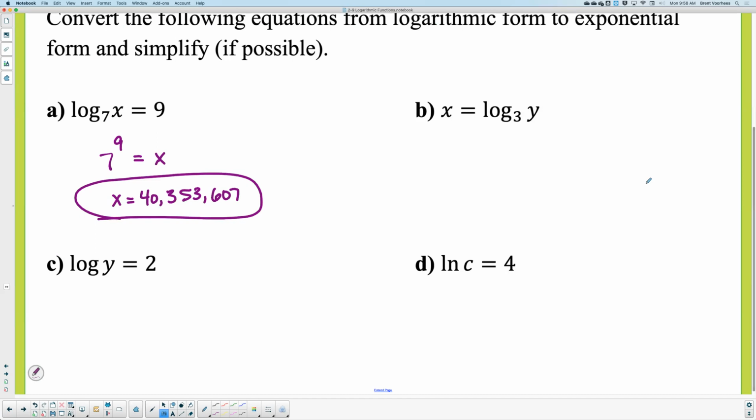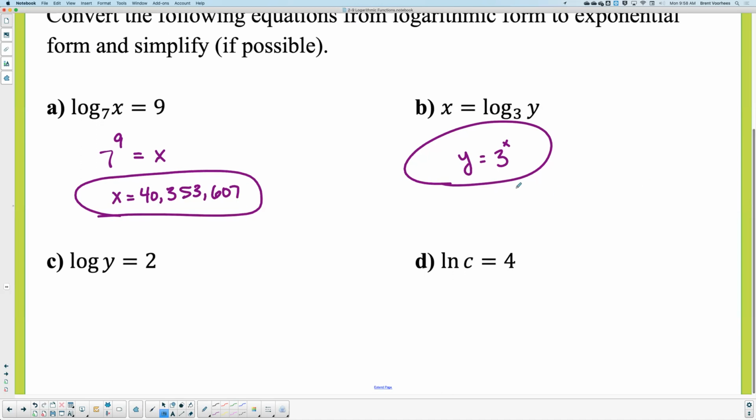Okay, B. What exchange places this time? The x and y. So it'd be y equals 3 to the power of x. Can I simplify that? No. I have 2 variables. Can't simplify that. Simplify it as far as it goes. I'll have isolated variable y out front. That's fine. Okay, what about here?